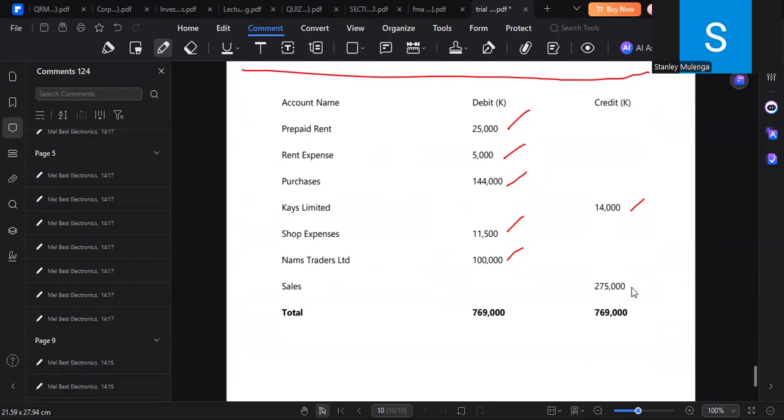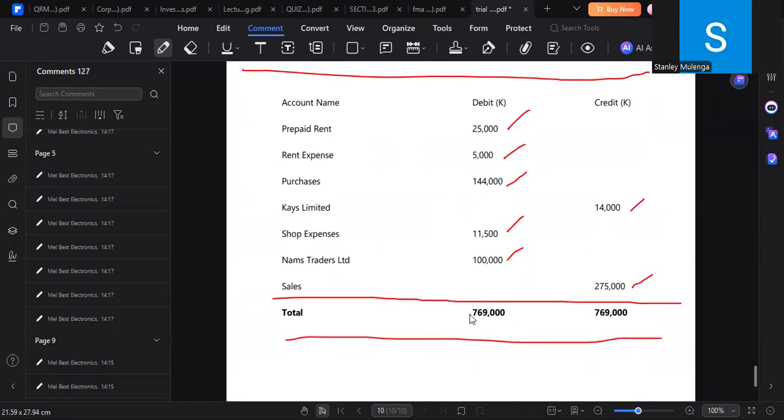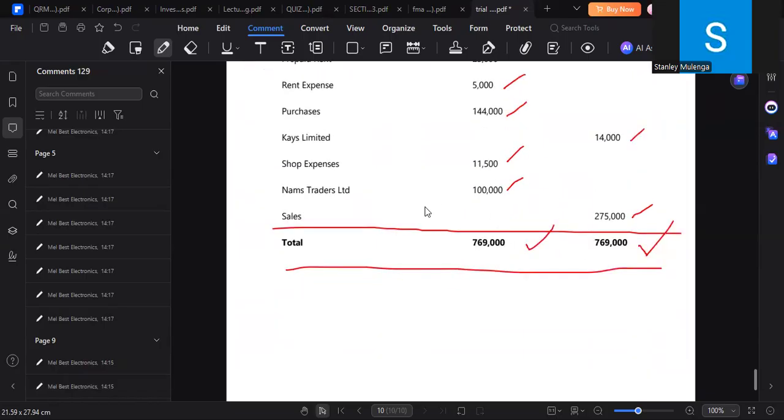Then our sales. So when you add up, the figures must total up here, 769 on the debit side and here this side. So meaning you would have balanced up your trial balance. So this is what makes your trial balance up. So you need to ensure that all the entries are correct.